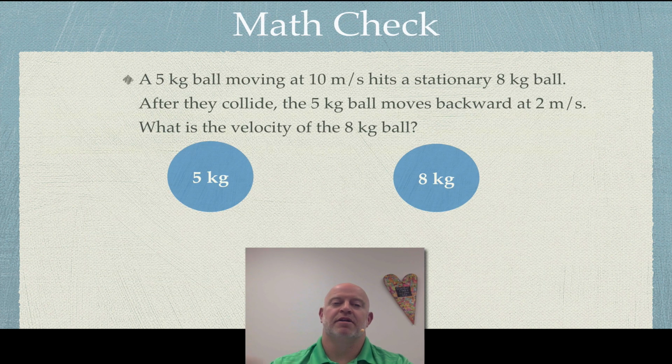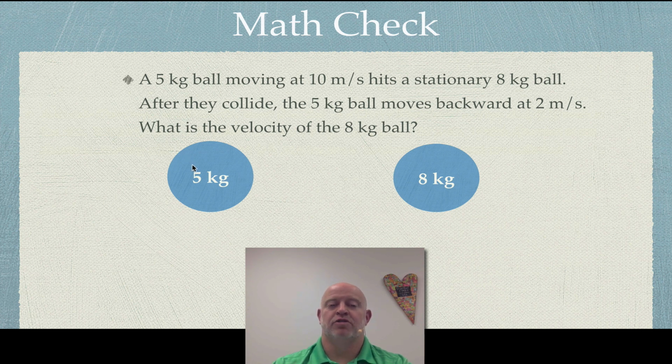Now let's do a math check. We have a 5 kilogram ball, and we're going to move it into an 8 kilogram ball. Initially, the 5 kilogram ball is moving at 10 meters per second. It's going to hit a stationary, which is useful for us, 8 kilogram ball. After they collide, the 5 kilogram ball will move backwards.